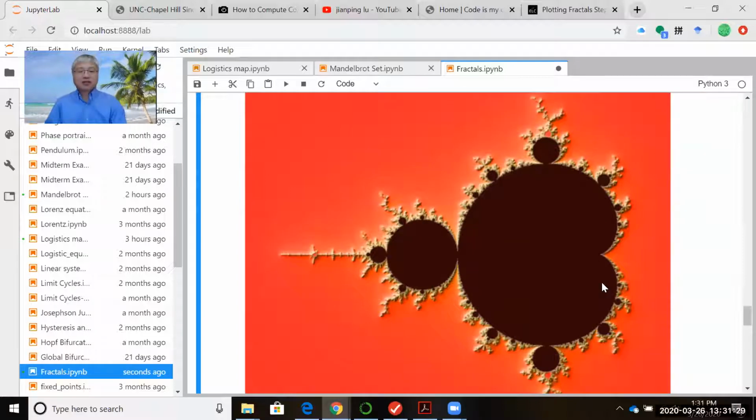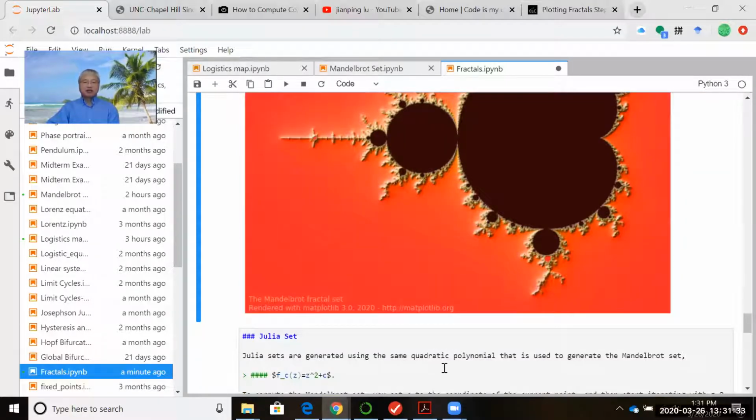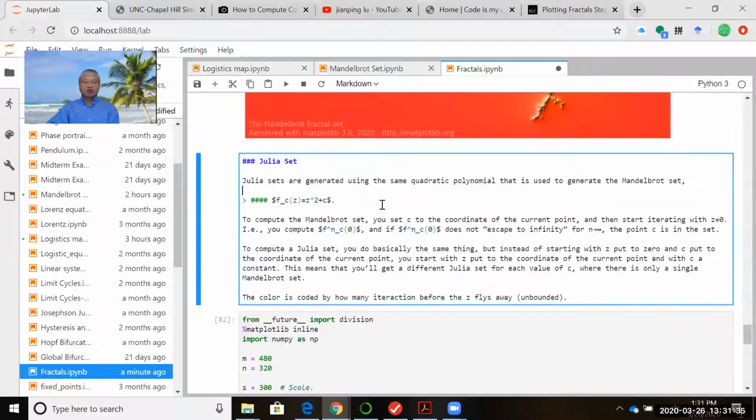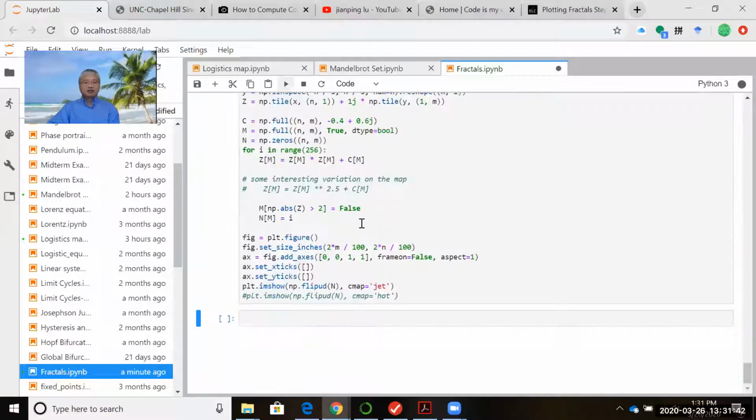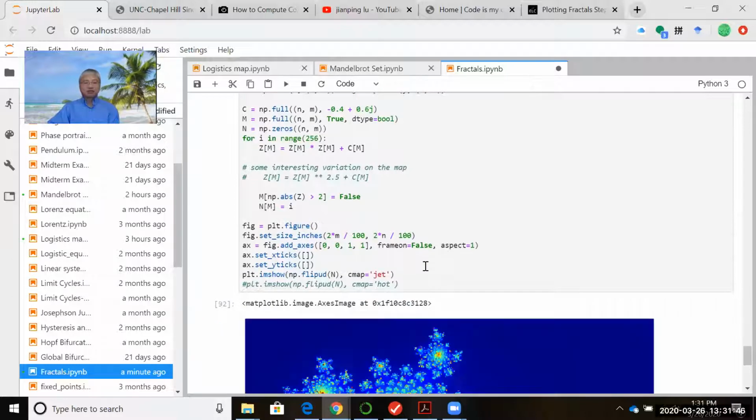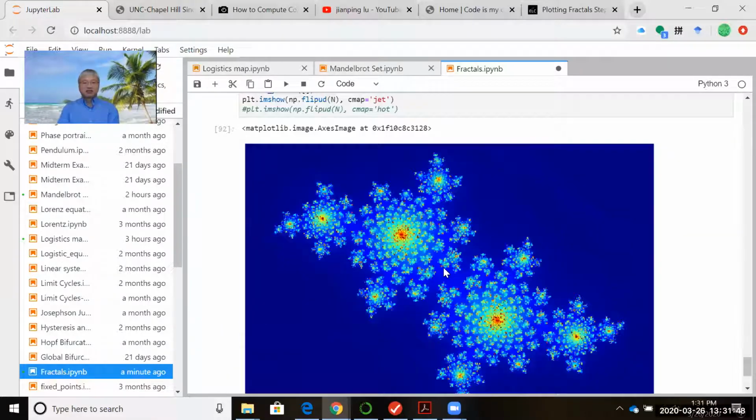So here is a very beautiful one. And the next one is related to it, called the Julia set. It's related to the Mandelbrot set. I will talk about exactly what it is, but I just want to show this beautiful picture I generated. This one I did this morning. Look at this object. So with that, I think I'm going to stop here.